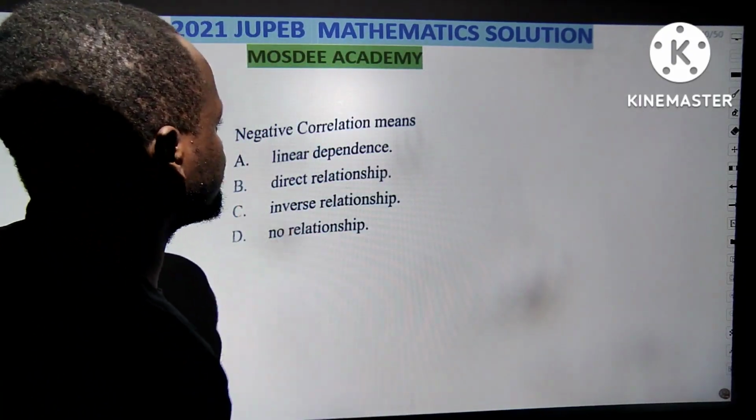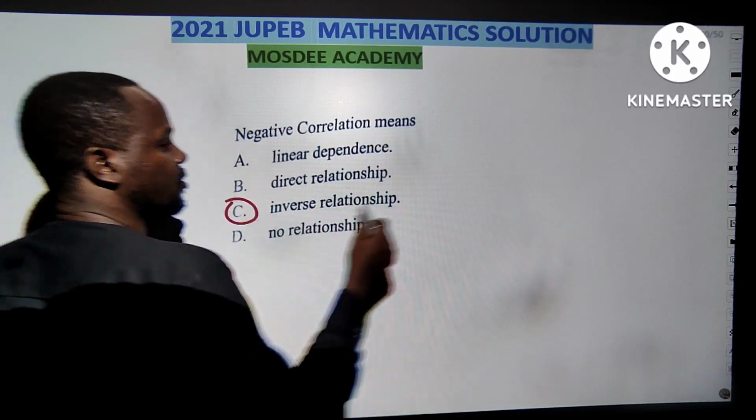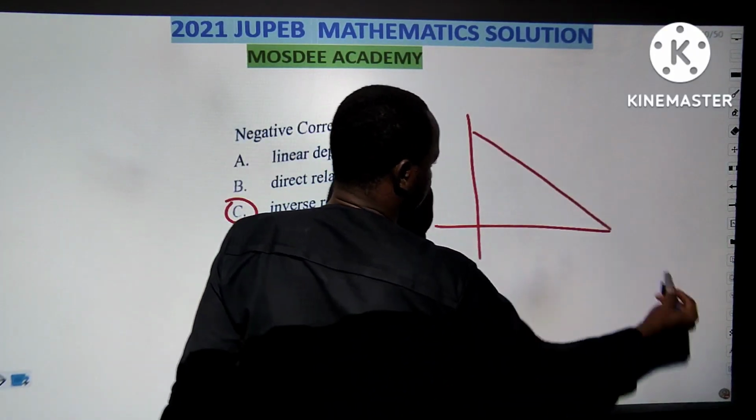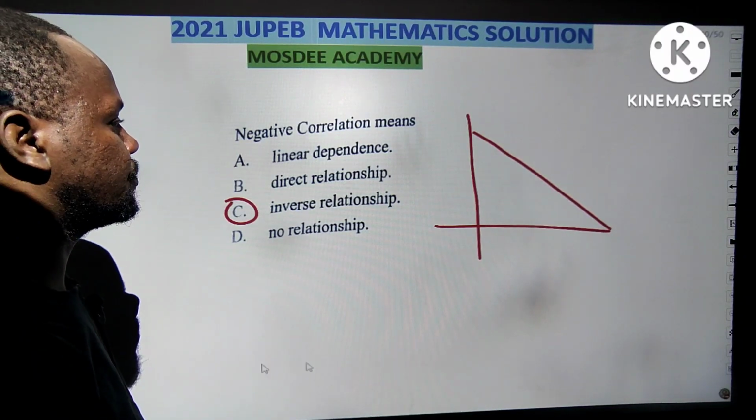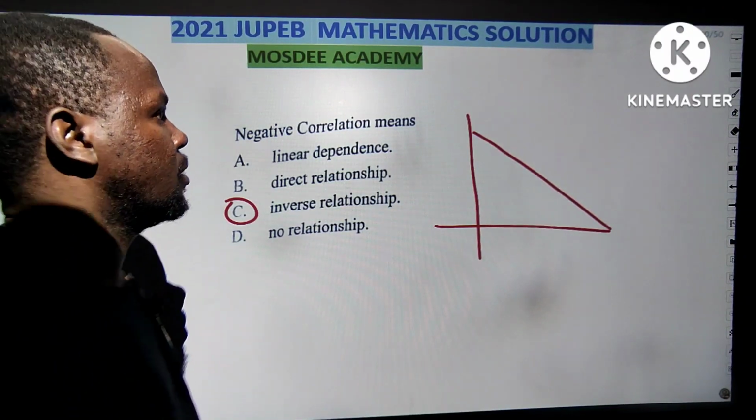Question 40. Negative correlation means inverse relationship. This is it. Negative graph. You guys know that. That's inverse. Next one. Thank you, 41. Please be fast. No time.